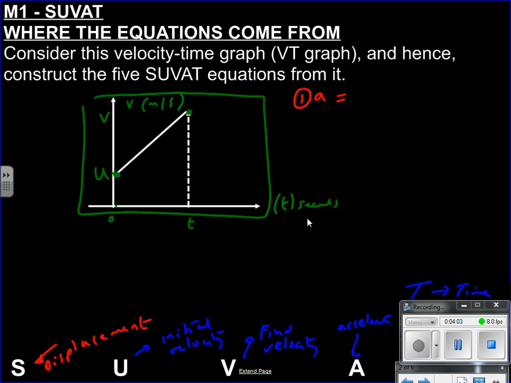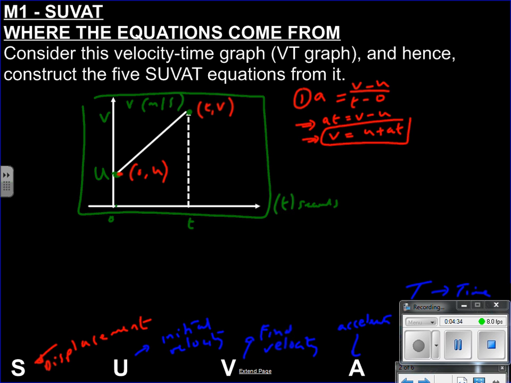So A is change in y over change in x. Here, remember, our x value is t and our y value is v, and at this point our x value is 0 and our y value is u. So a equals v minus u over t minus 0. You can rearrange by multiplying by t, to get at equals v minus u, and therefore v equals u plus at. That's equation 1. Fantastic.